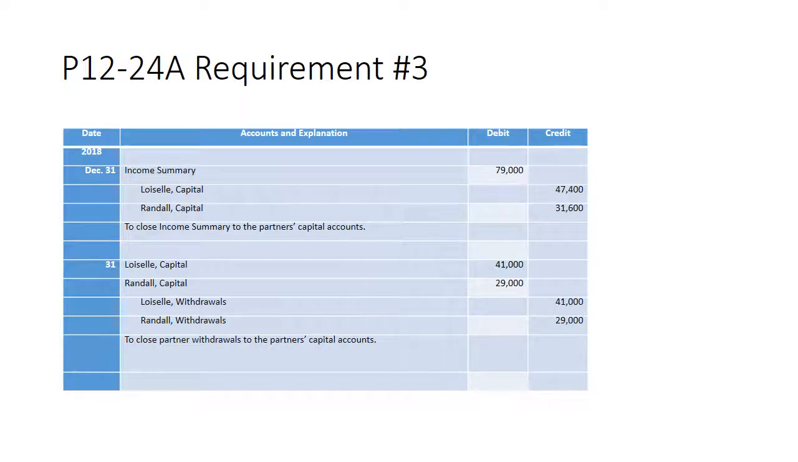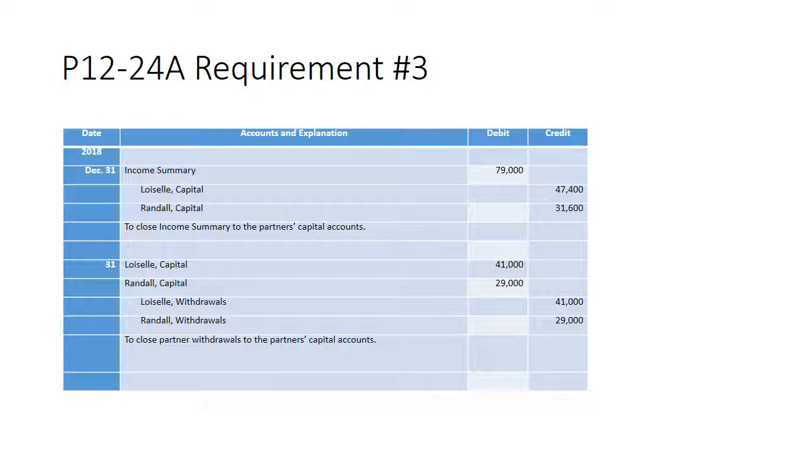In requirement 3, they want us to journalize the closing of the net income to the income summary and the distribution of that net income to the owners' capital accounts, and also the closing of the withdrawals accounts. And we already defined that the company made $79,000 in net income. 60% of that goes to Loisel. So 60% of $79,000 will be credited to Loisel's capital account. Randall will have the other 40%, $79,000 times 40%, or $31,600.